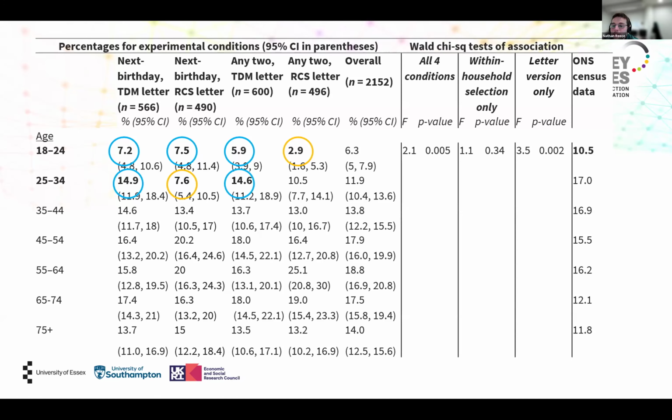Overall, the next birthday group did seem to achieve the best representation in terms of raw numbers. You can see 7.2, 7.5 in the first two columns versus 5.9 and then 2.9. However, the difference between 5.9 for NE2 and TDM was not statistically significant compared to the next birthday estimates. Next slide.